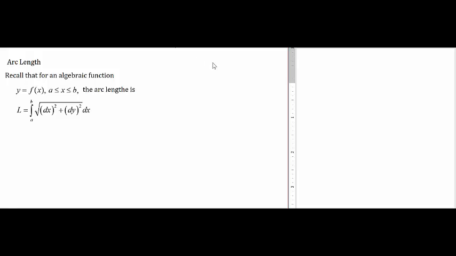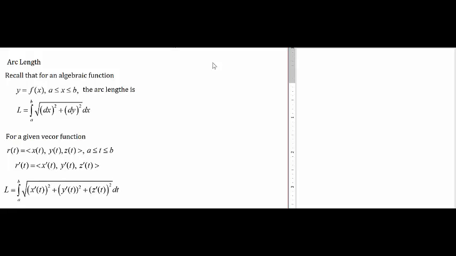All right. Now we will consider a vector function r(t) equals x(t), y(t), z(t), where t is between a and b. Then the arc length will follow the same definition. First we need to find the derivative of it and then put it in the formula, where you see the integral from a to b, and under the radical sign you are just taking those components squared, with integration with respect to t. Now we'll take two examples.